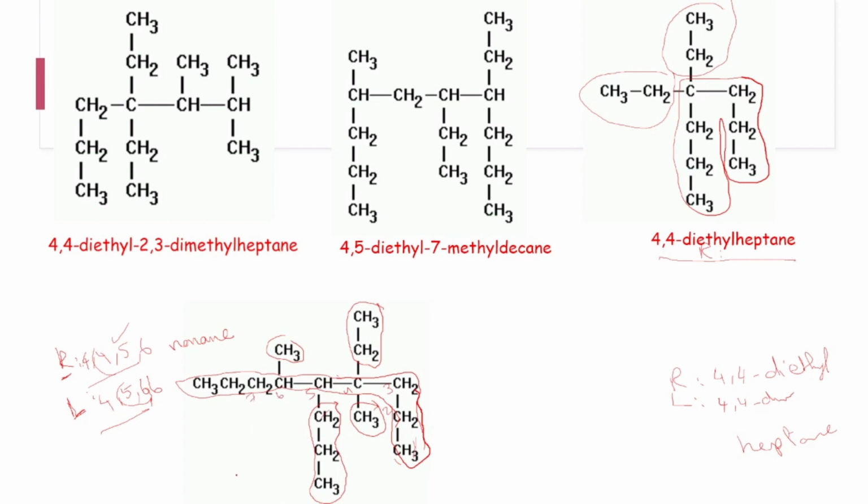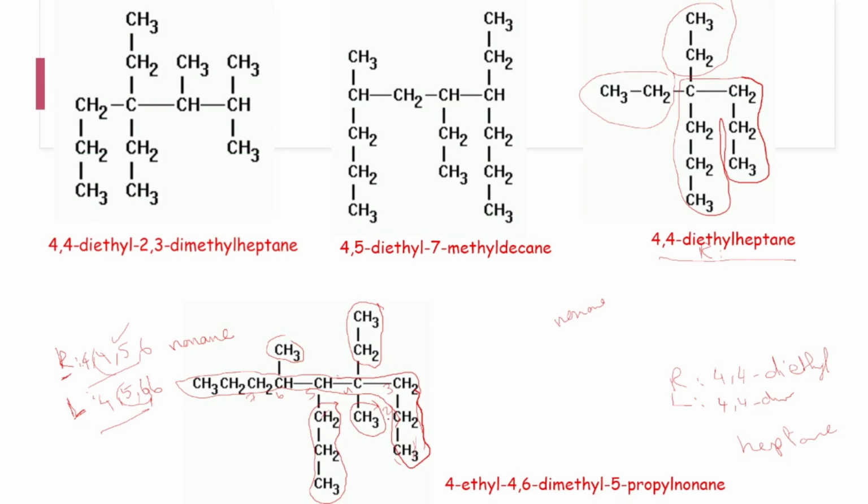So now I'm going to put the name as nonane, and I have 4-methyl and 4-ethyl and propyl and methyl. So don't forget to put them in alphabetical order. Alphabetical order will start from ethyl. So I have 4-ethyl, 4,6-dimethyl, and then 5-propyl.